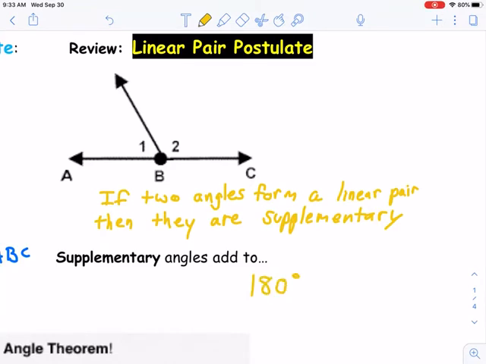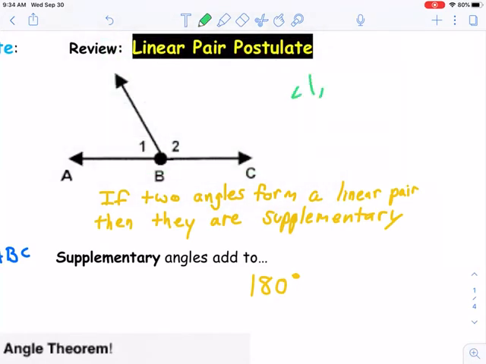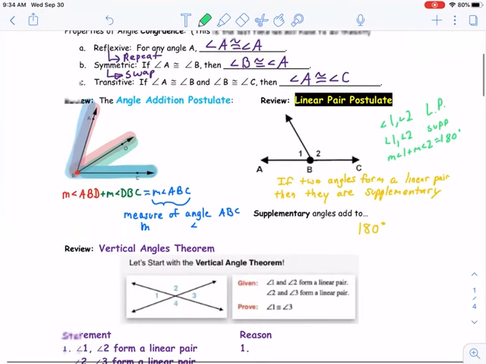And then remember, supplementary angles add up to 180 degrees. All right. So just a little preview of what we're going to see: we're going to have to write that 1 and 2 form a linear pair, so 1 and 2 are supplementary, so they add up to 180. All right, it gets a little too lengthy, but it's what we got to do. We got to be very tedious.